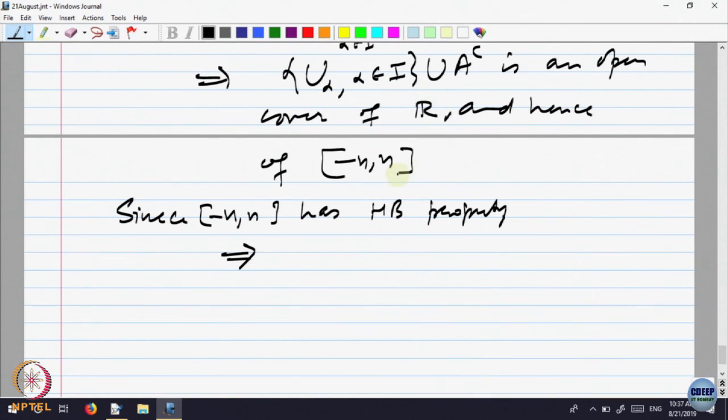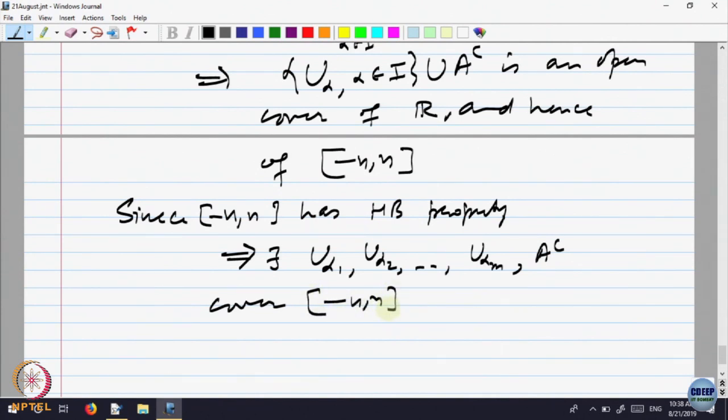That finite subcover of minus n to n may include A complement, may not include A complement, but positively it will have some finite subcollection of U alphas, right? So, there exist U alpha 1, U alpha 2, up to U alpha m, maybe A complement, which cover minus n to n, right? From this collection, how do you get a finite subcover? Keep A complement and pick up some finite number of elements from the given cover. So, that is what we have written.